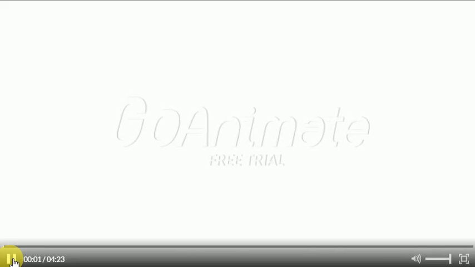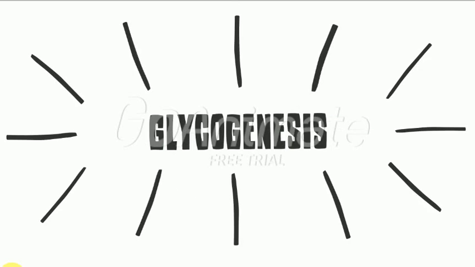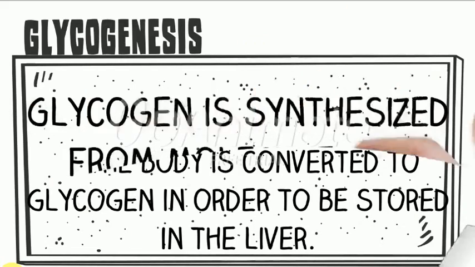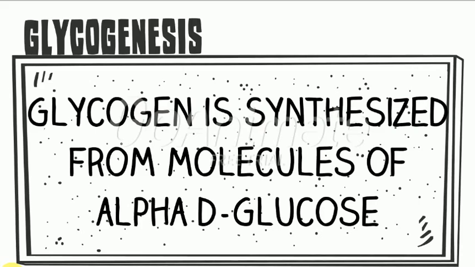Now let's talk about the mechanism of glycogenesis. It is an important metabolic activity in which molecules of glucose in the body are converted to glycogen in order to be stored in the liver. Glycogen is synthesized from molecules of alpha-D-glucose.